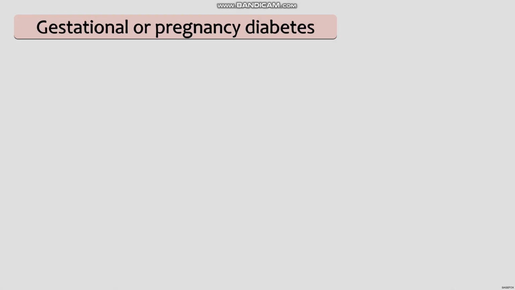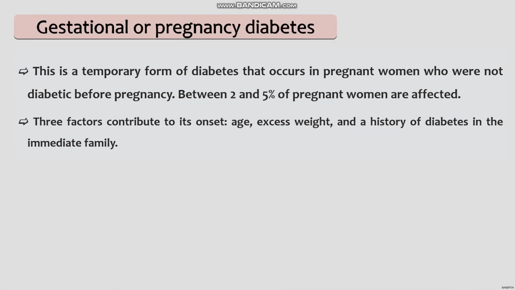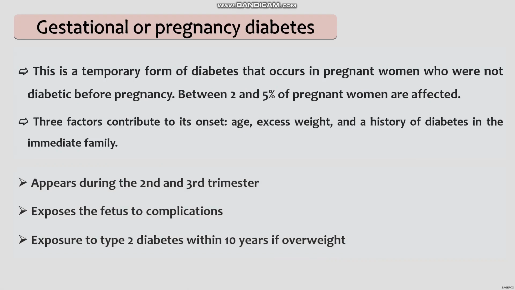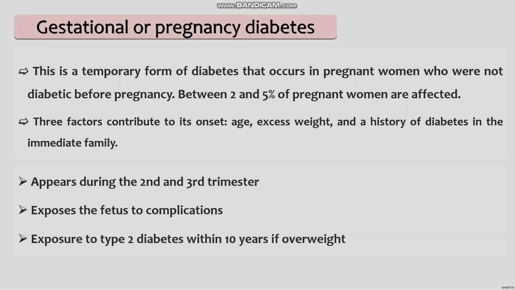And also we have gestational or pregnancy diabetes. This is a temporary form of diabetes that occurs in pregnant women who are not diabetic before pregnancy. Between 2 and 5% of pregnant women are affected. Three factors contribute to its onset: age, excess weight, and a history of diabetes in the immediate family. It appears during the second and third trimester, exposes the fetus to complications, and carries exposure to type 2 diabetes within 10 years if overweight.